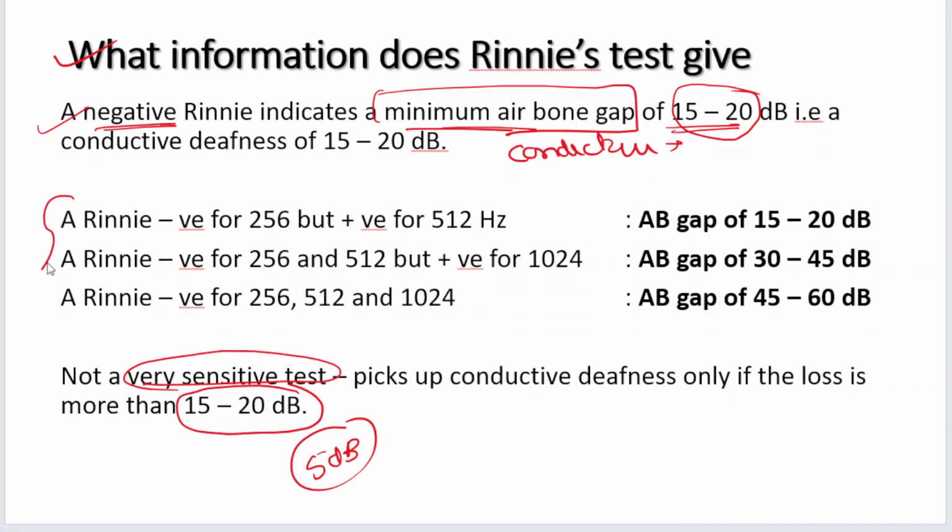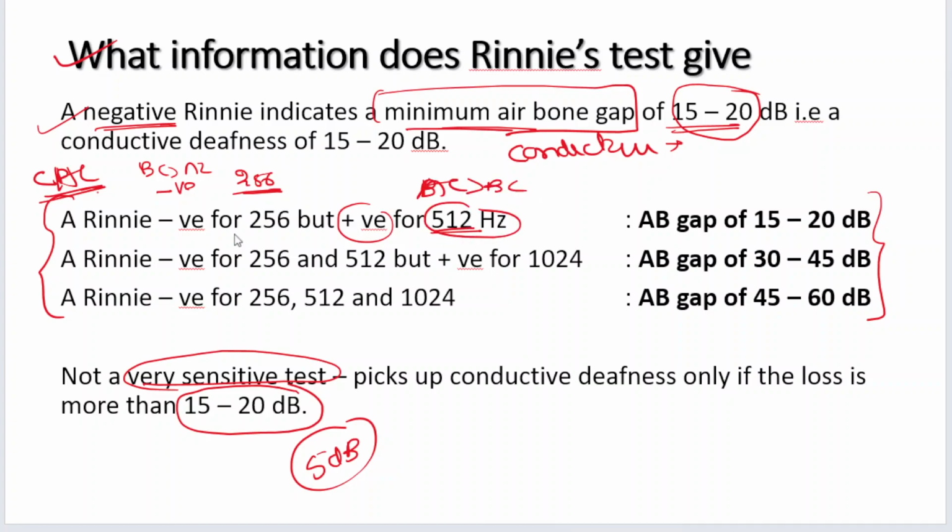Okay. Now, how do you use a Rinne's test to get the degree of hearing loss? Okay. When Rinne is negative, this is a patient with conductive hearing loss. Then Rinne is negative, that is, bone conduction is greater than air conduction for 256 Hertz. But it is positive for 512 Hertz. That is, air conduction is better than bone conduction for 512 Hertz. Which means that Rinne is negative for 256 Hertz. It means that the air-bone gap is 15 to 20 decibels.